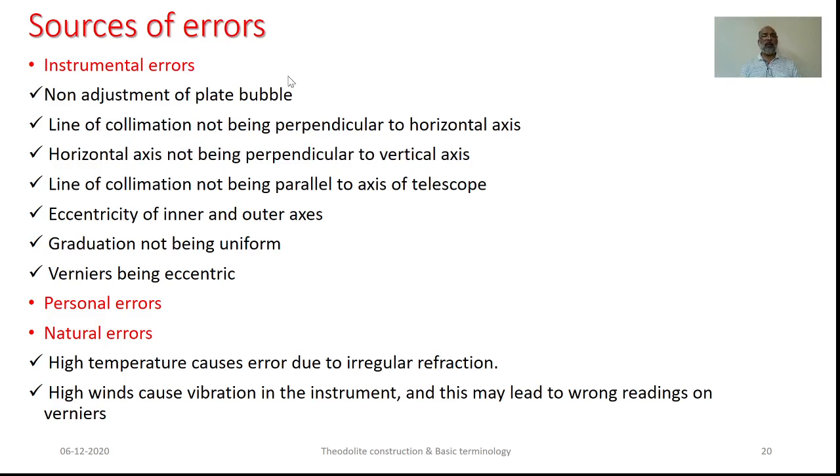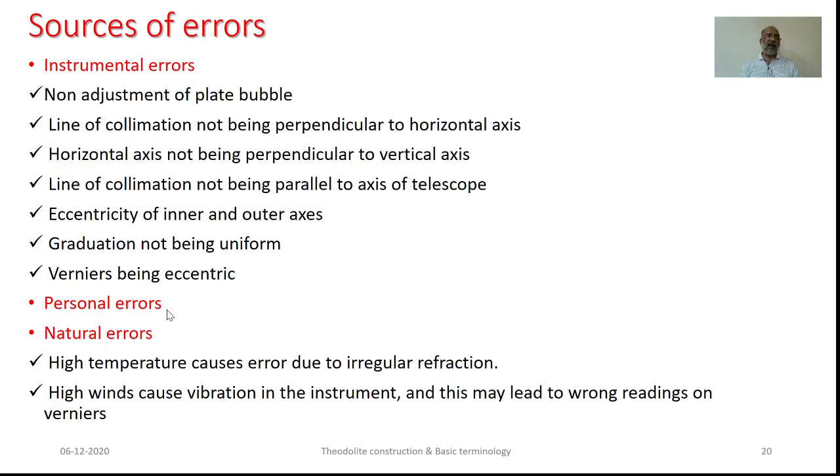As you know, there could be instrumental errors, personal errors, and natural errors. If the various pairs that we discussed are not properly maintained, for example, if the plate bubble tube is not in perfect adjustment, if the line of collimation is not perpendicular to the horizontal axis, if the horizontal axis is not perpendicular to the vertical axis, or there are certain loose parts, or mishandling because of which there could be eccentricity of inner and outer axis. The graduations may not be properly done. Verniers could be eccentric. All these things can be brought under instrumental errors.